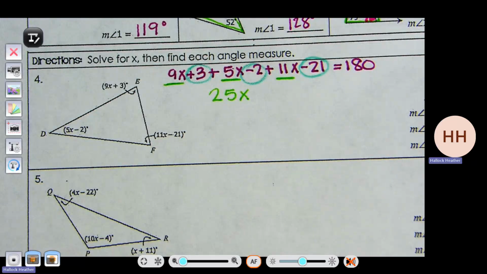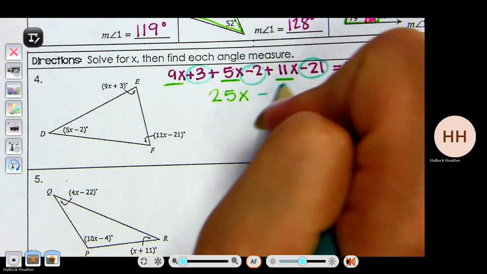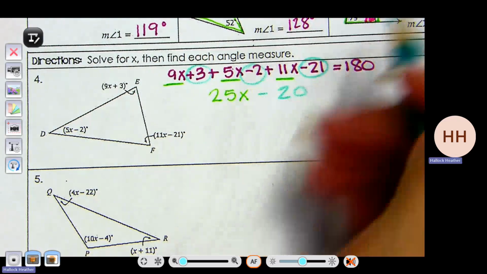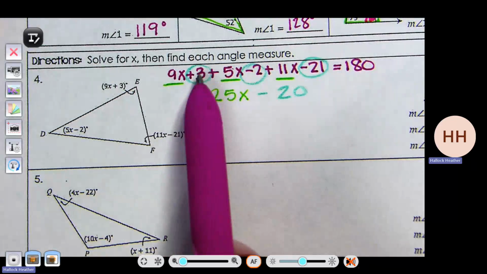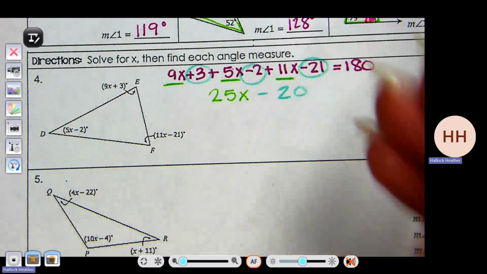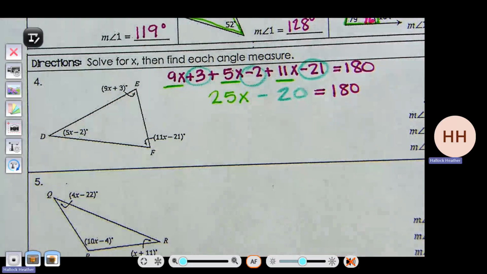Negative what? So do we do plus -2 or -20? What'd you say? It's 3 plus -2 plus -21. The 2-step equation, very easy. We add 20 and we divide.